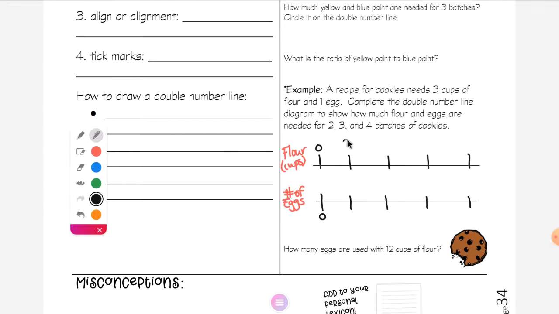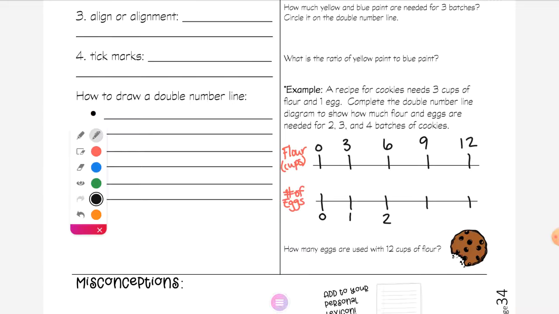Okay, the flour is 3 and the eggs is 1 because that's one batch. For one batch, I need 3 cups of flour and 1 egg. Who thinks they know my second tick mark? Tatum? 6 and 2. Could I go ahead and fill in the whole top? What am I counting by? 3. So 0, 3, 6. What comes next? 9 and 12.